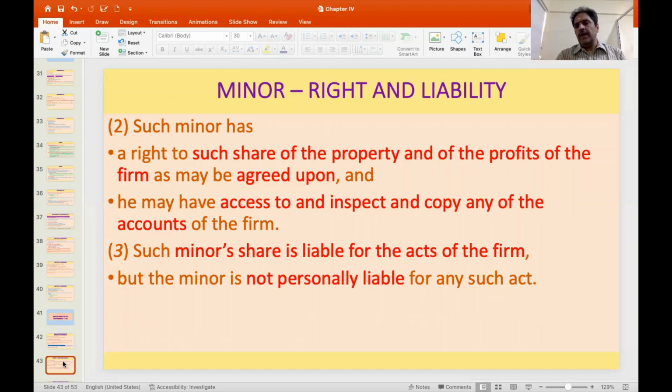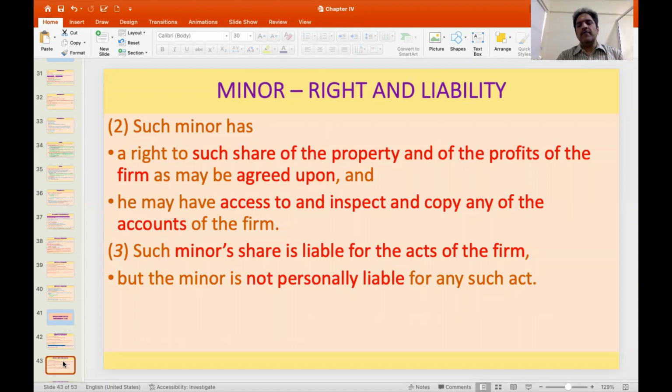So here he is admitted to the benefits, and the benefit in the case of a partnership firm is a share in the profits. So that share in the profits will also be agreed upon at the time of admitting the minor. During the course, he is entitled to that share. Then he may have access to and inspect the accounts and also take a copy of the accounts of the firm.